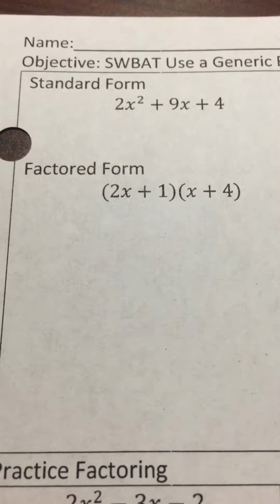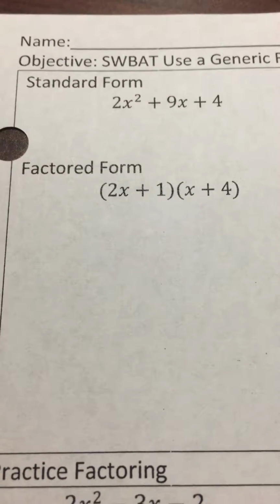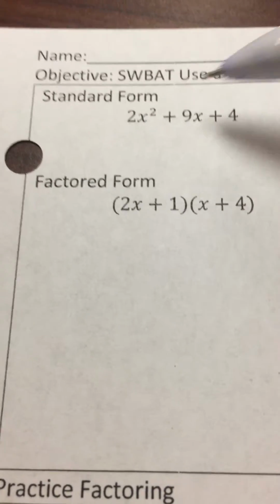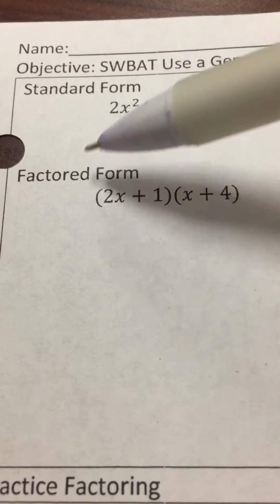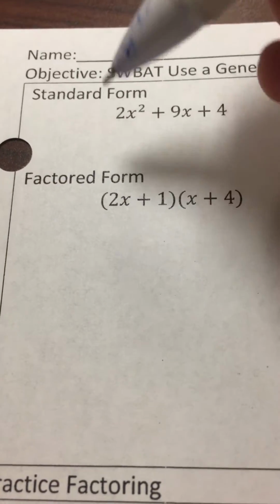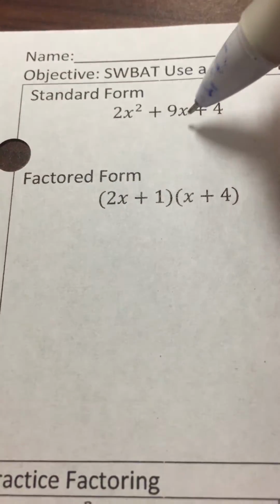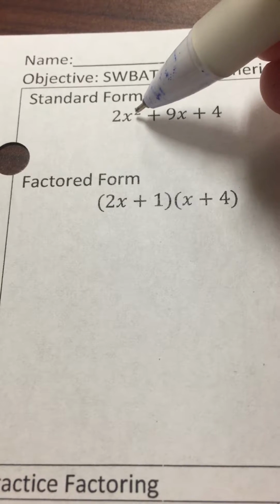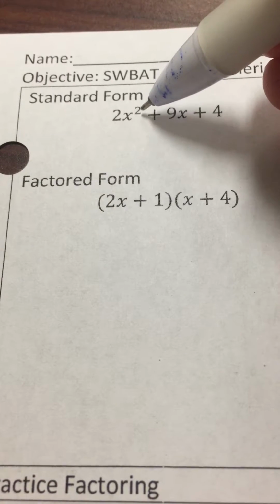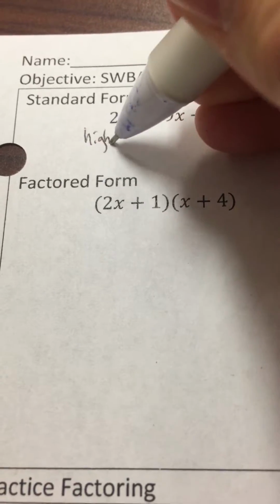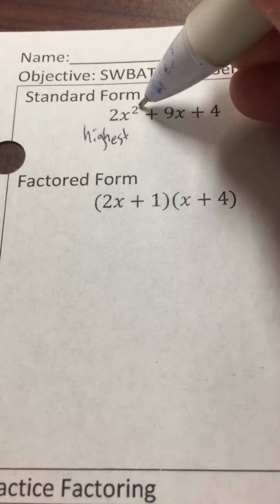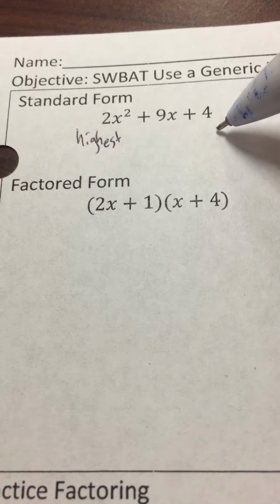So today we're going to use a generic rectangle to factor a quadratic expression. Now two ways you might see a quadratic expression might be the standard form or factored form. Those are two of the most common ways. In the standard form, we write it in order from the highest exponent, variable with exponent, to the lowest. So this one will be from the highest, which is x squared, to the lowest term, which is our constant.